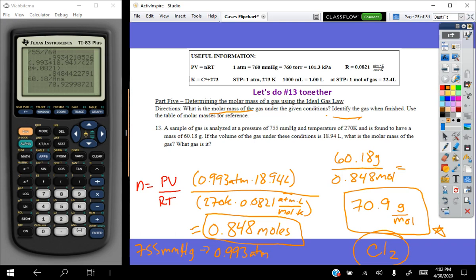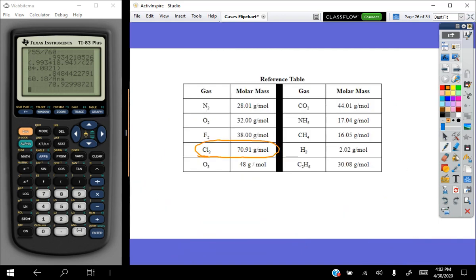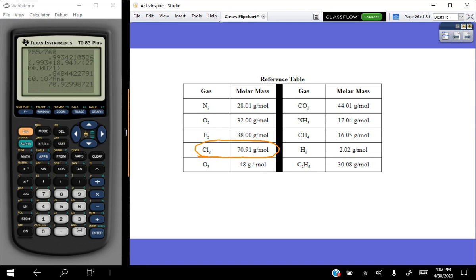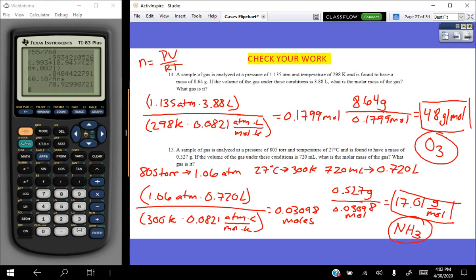Go ahead and try numbers 14 and 15. Use that reference table to identify the gases. Pause the video now. All right, welcome back. This is the last problem we have to check.